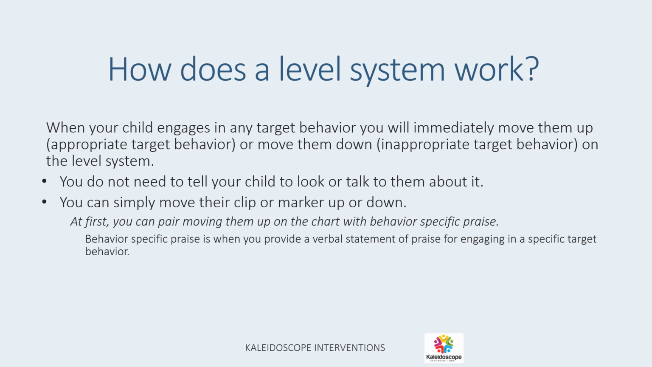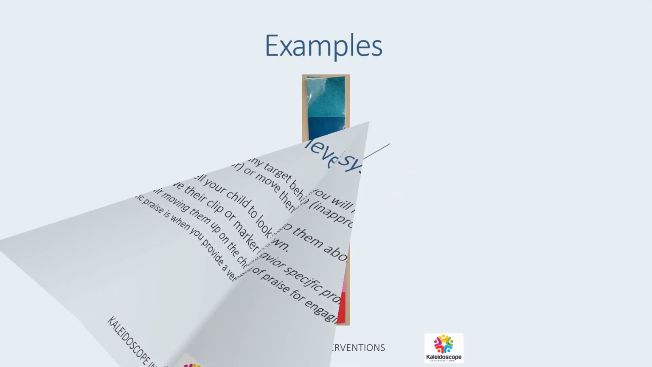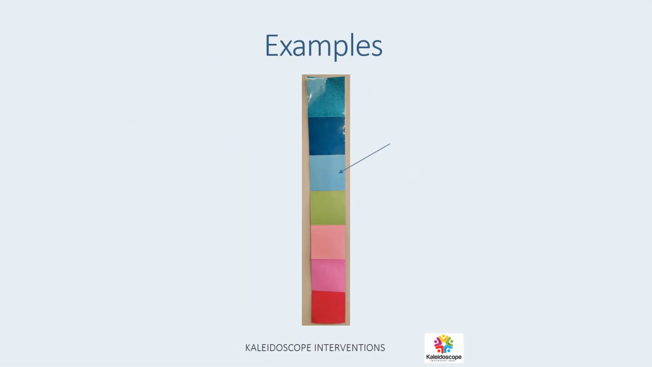More examples of behavior-specific praise include, Tommy, great job cleaning your room without me asking. Another example, Susie, you did amazing cleaning up the dishes from the dinner table and putting them in the sink. Now we are going to go over some examples of different target behaviors.